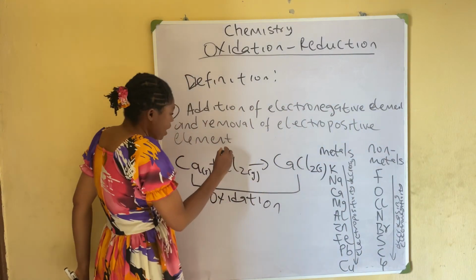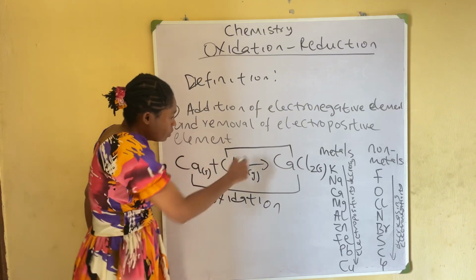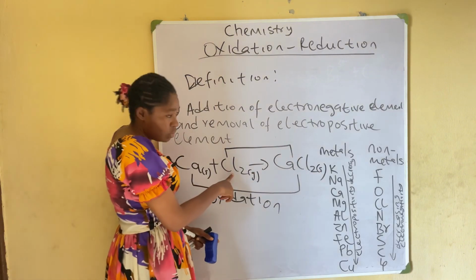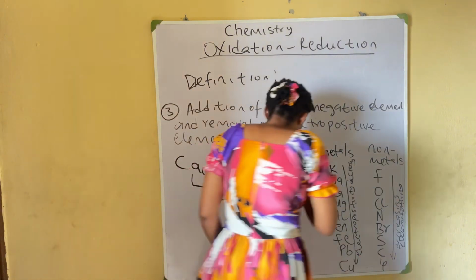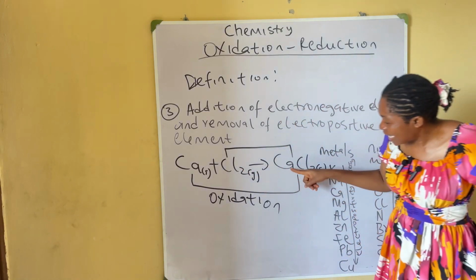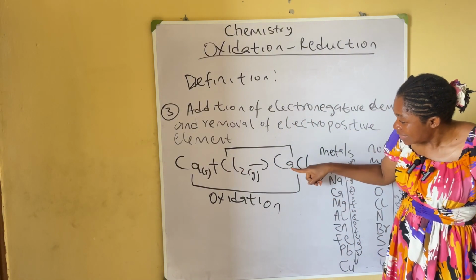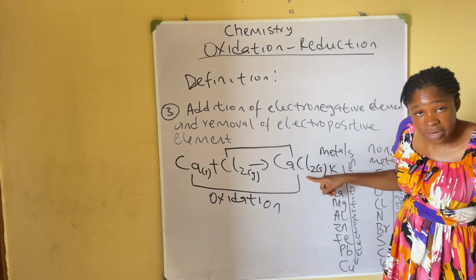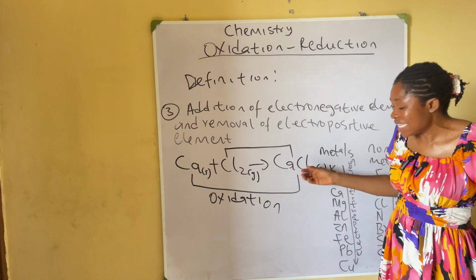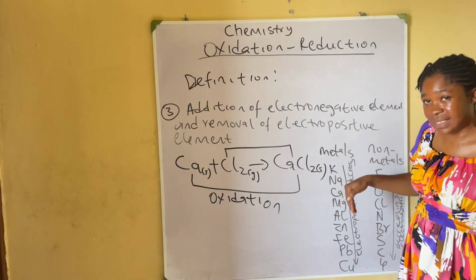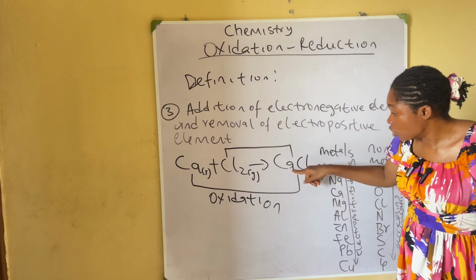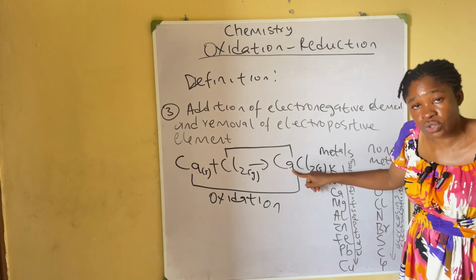So what happens from here? Chlorine. What happens to this chlorine? You have chlorine here, now you're having calcium chloride. What happens is that electropositive element has been added to chlorine. So remember we said that addition of electropositive element is reduction.